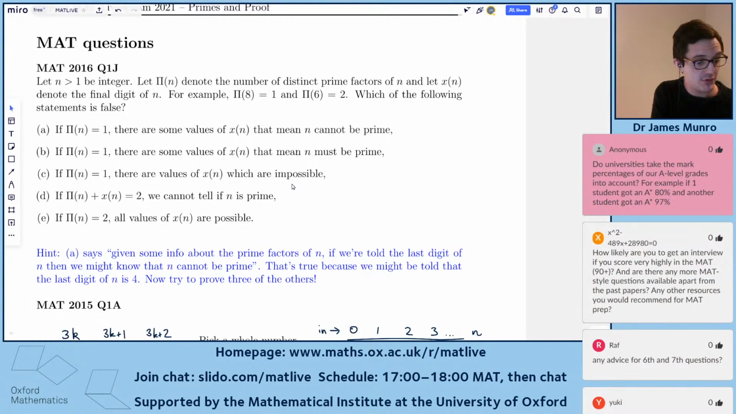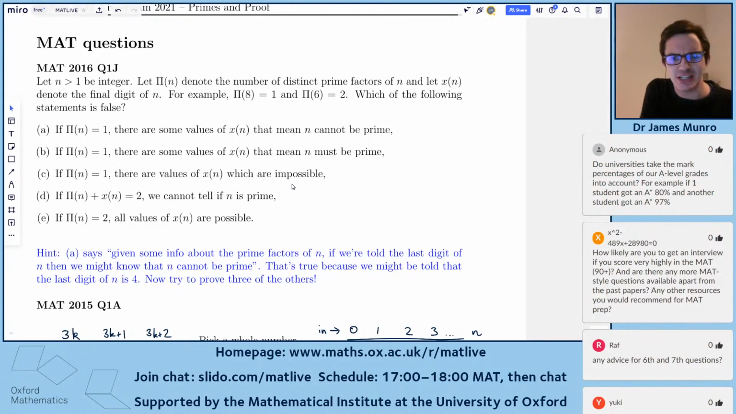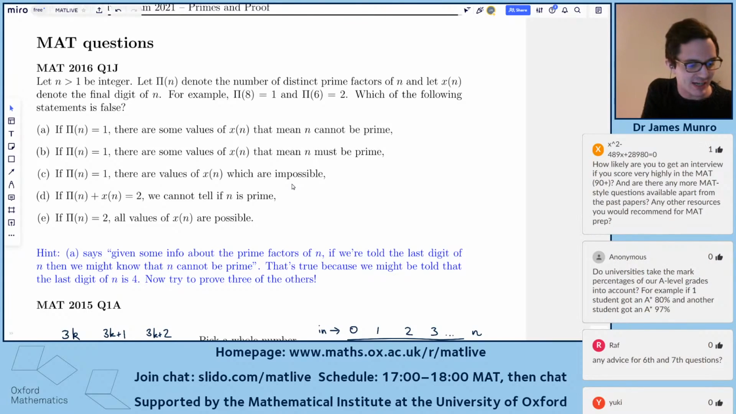Do universities take the mark percentages of our A-level grades into account? For example, if one student got A star with 80%. No. So let's say for Oxford, we don't mind. We don't get that data. An A star is an A star as far as Oxford is concerned, which is a nice and simple policy. Other universities, you just talk to them about how they feel about this. There used to be such a thing as module scores that some universities looked at. Oxford doesn't do this. Good question.